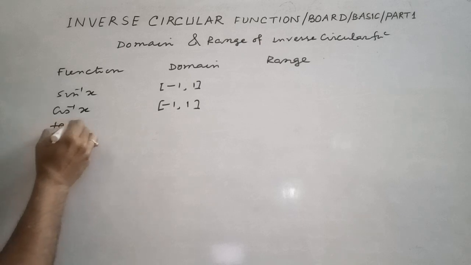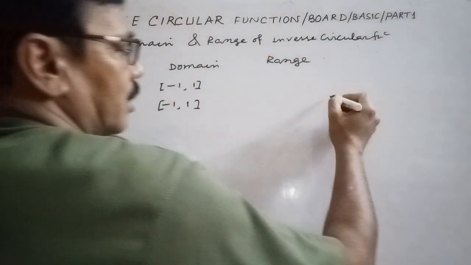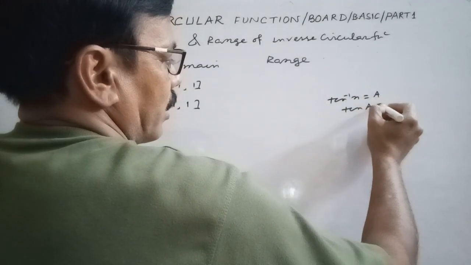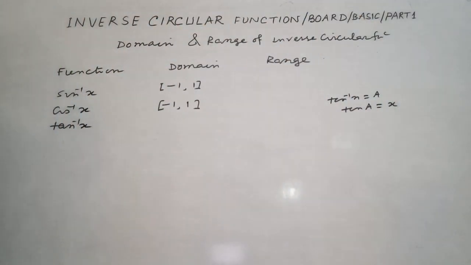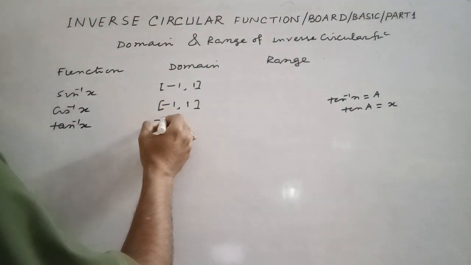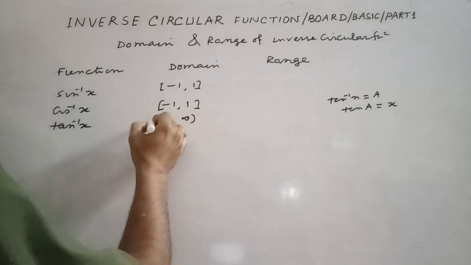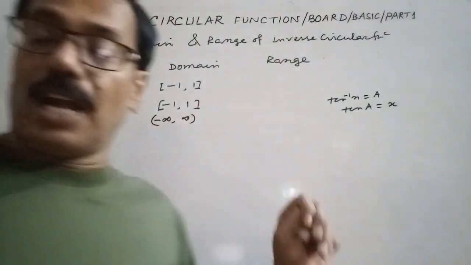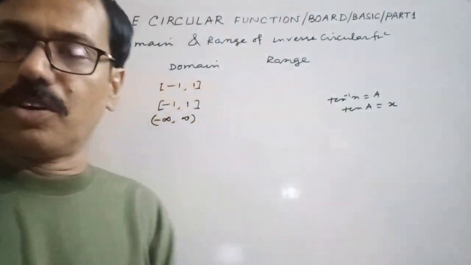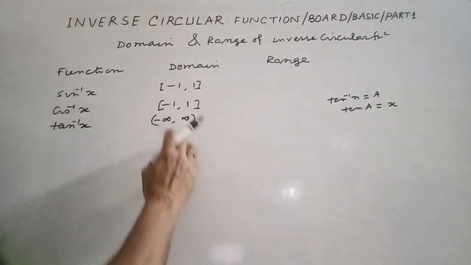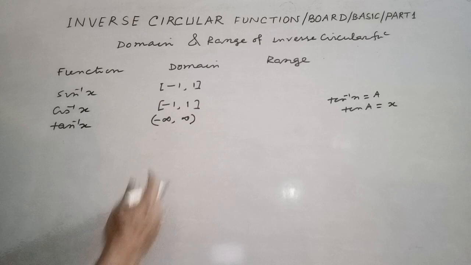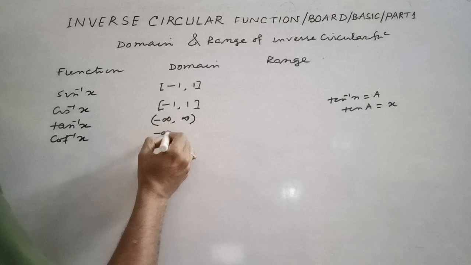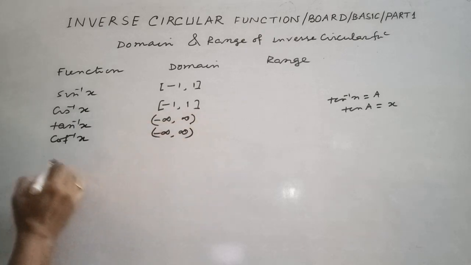Tan inverse x equals a, so tan a equals x. So x can take any real value, that is, minus infinity to plus infinity. You should remember that infinity is the idea of a very, very large number. It is not a number. That is why we always take an open bracket. Infinity is not included. So for cot inverse x, the domain is also minus infinity to plus infinity.